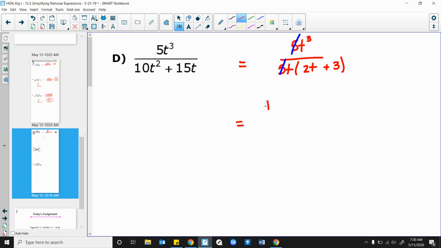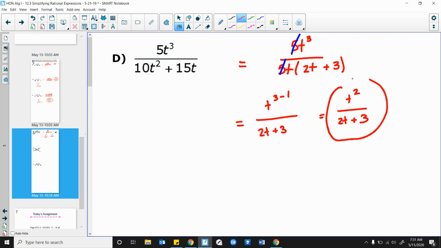So the top is going to be t, 3 minus, and then the exponent here is 1, over this bottom that I can't do anything with, which is 2t plus 3. So I simplify 3 minus 1, so I'm going to have t squared over 2t plus 3. There's nothing else that I can do with that. Okay, that one's a little bit more complicated.